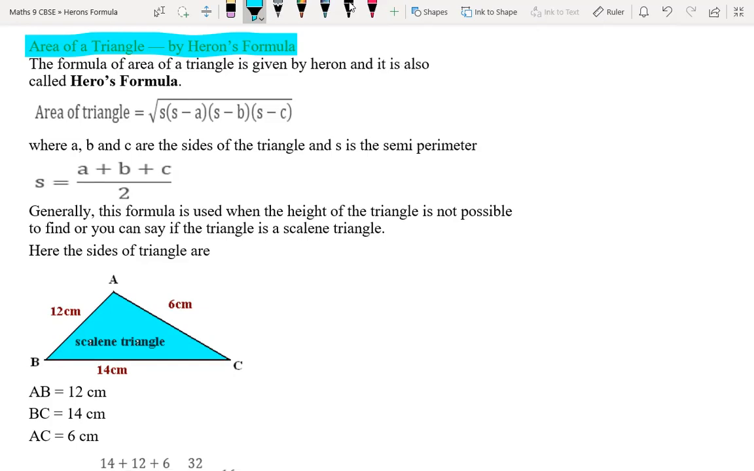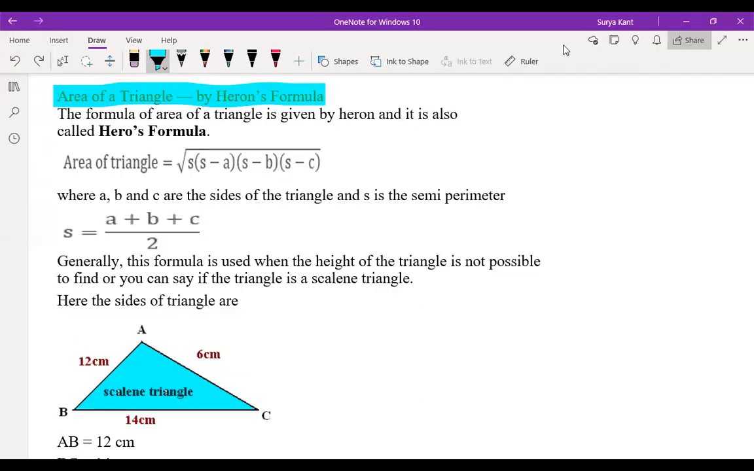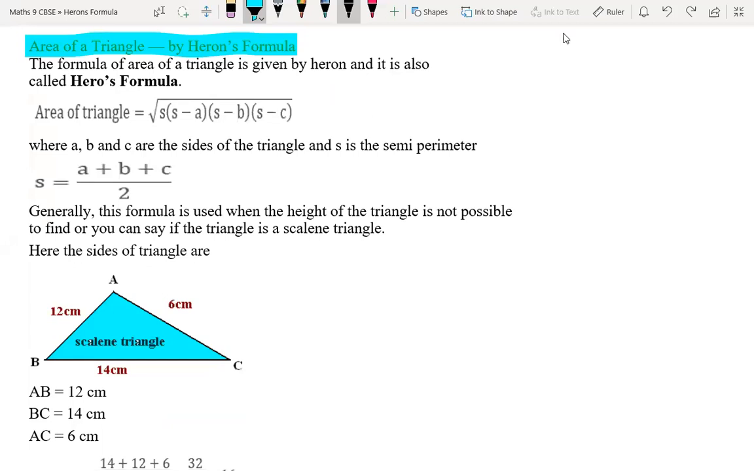So you people are wondering what is S over here? What is A, B, C, right? So S is nothing but, what is S, children? What is S? The sides. No, S is semi-perimeter. It's not sides. It's semi-perimeter. Exactly. Semi-perimeter means perimeter divided by 2.